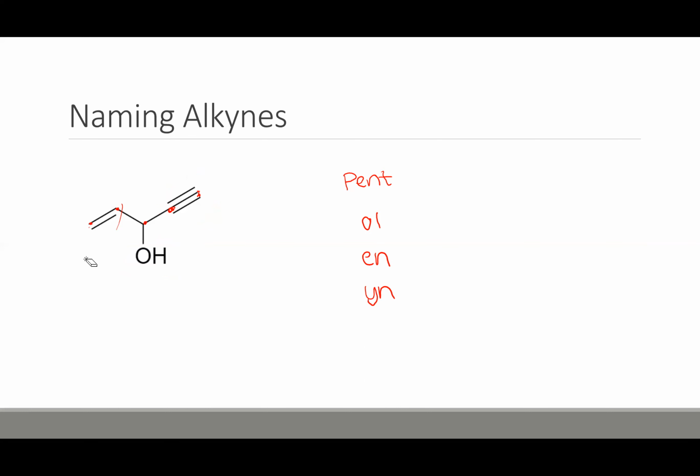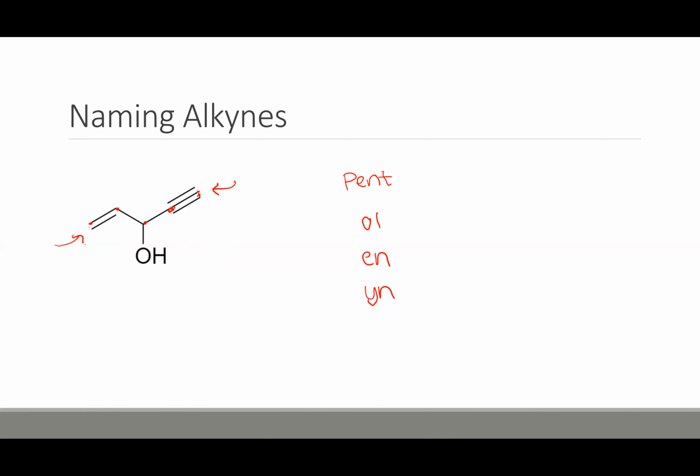First, let's decide the numbering of the chain. Here's an instance where, depending on which side we number, we're either going to give priority to the double bond or the triple bond. OH and alcohols generally get priority over both of these, but it doesn't matter which side we start from, the OH is always going to get the number 3.